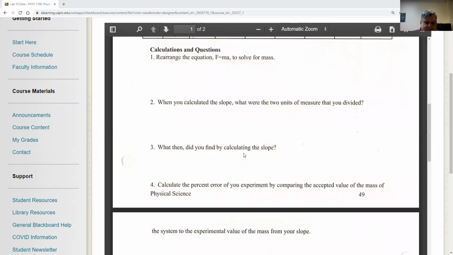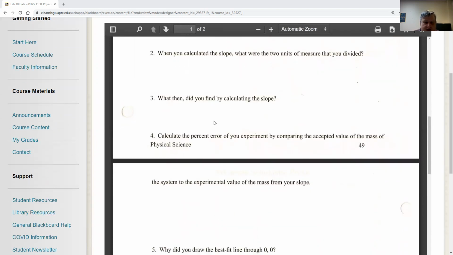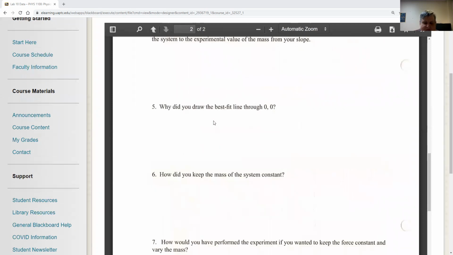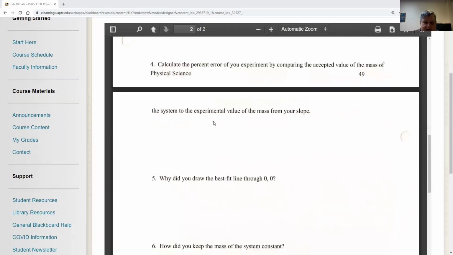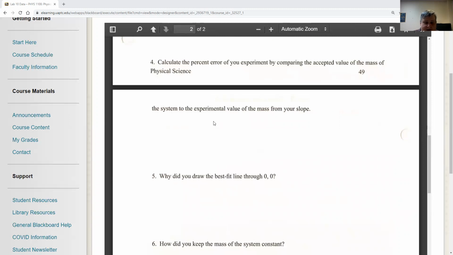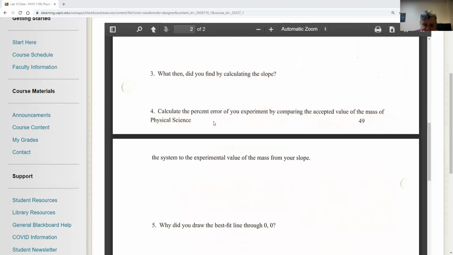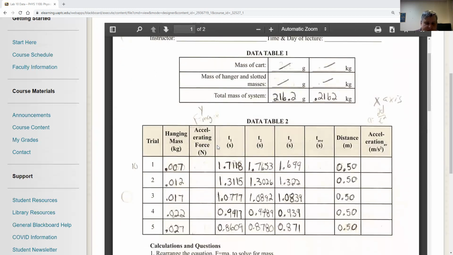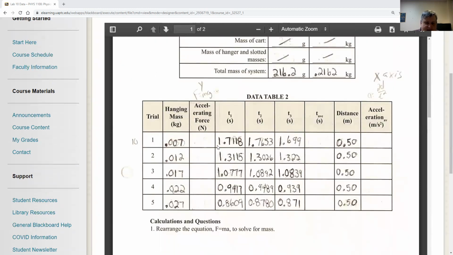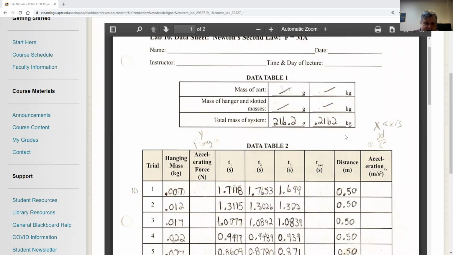Because of that, since I'm not having you do the graph, I'm going to be talking you through the answers for questions 2, 3, and 5, which have to do with the graph. I'm going to give you a different way to do question number 4 than what is actually mentioned in 4. But first, let's take a look at what we've been given.